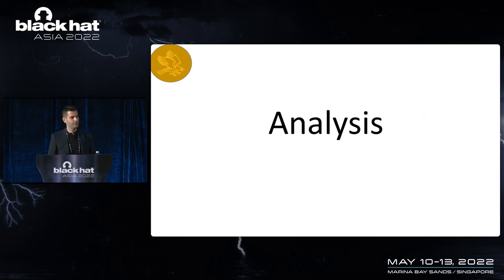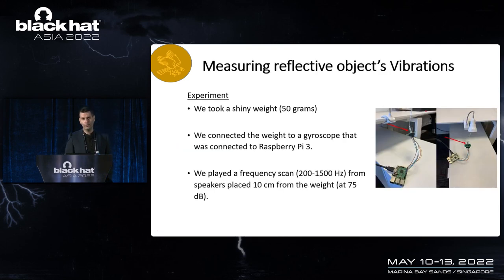First of all, I want to convince you that any lightweight object actually vibrates according to the sound played near it. In order to do so, we conducted an experiment where we took a shiny weight, about 50 grams, and connected it to a gyroscope that was also connected to a Raspberry Pi 3. You can see it on the right side. The Raspberry Pi was used to obtain data from the gyroscope.